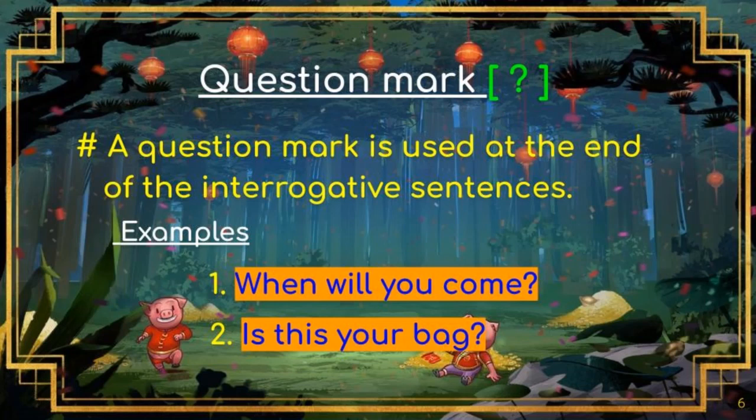Let's move to the second sentence. Is this your bag? It is also an interrogative sentence because it started with a verb. That means it is a yes or no question. So at the end of the yes or no question type also we have to put a question mark. So students, just remember that a question mark is used at the end of interrogative sentences.